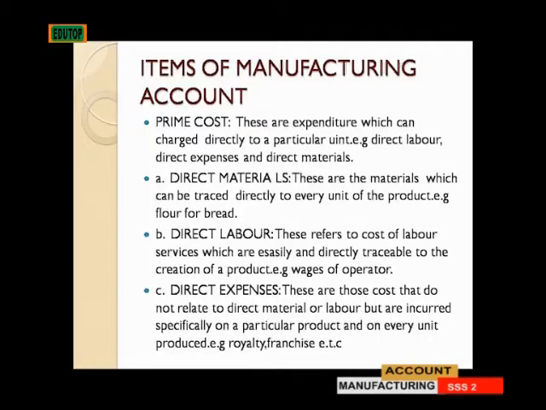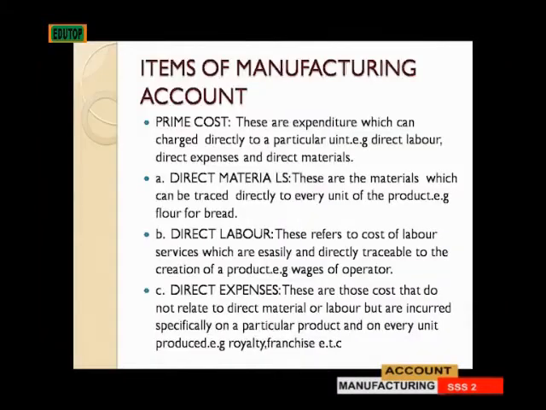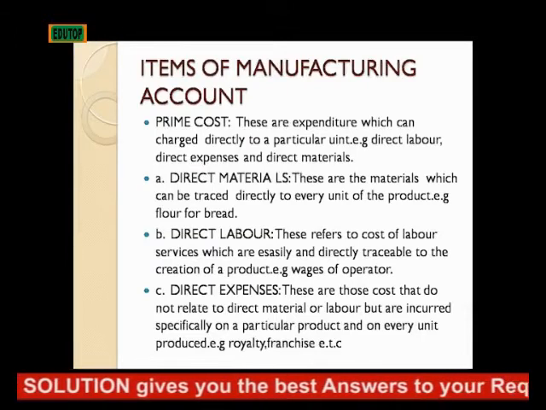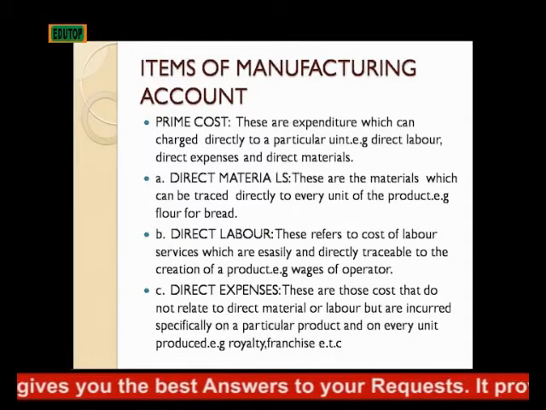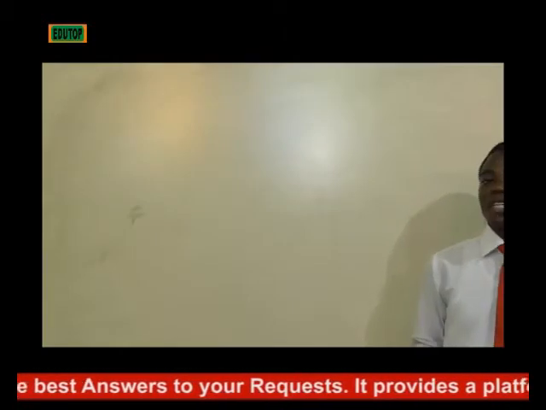Number one, we have prime cost. Prime cost is expenditure which can be charged directly to a particular unit. It is a kind of cost that you can easily trace to the manufacturer. We have indirect cost and direct cost. But prime costs are the direct costs that you can easily trace to a particular unit of a product or of a particular finished good. What make up prime cost are direct labor, direct expenses, and direct material, of which we will take them one after the other.